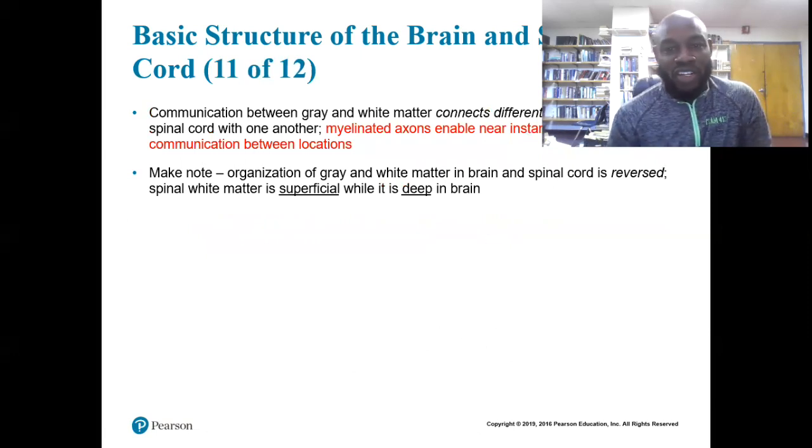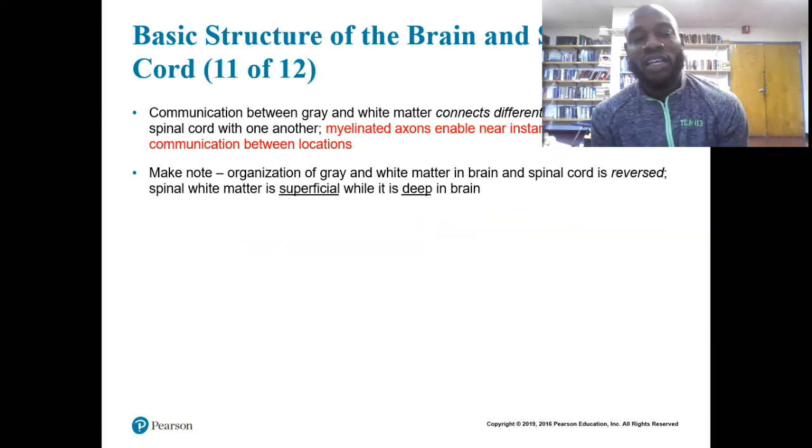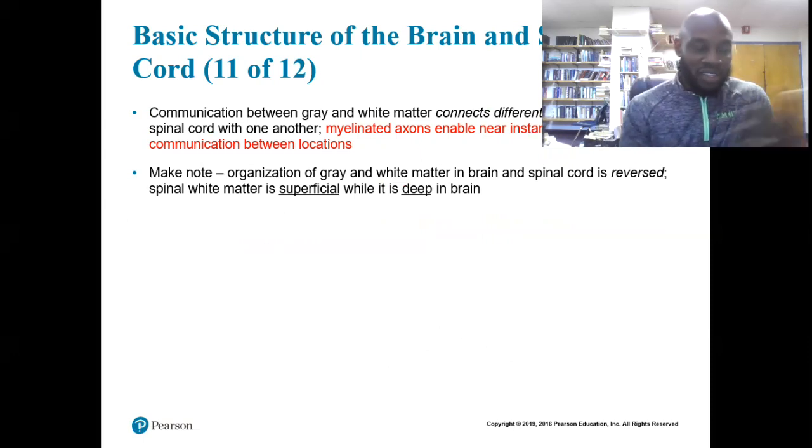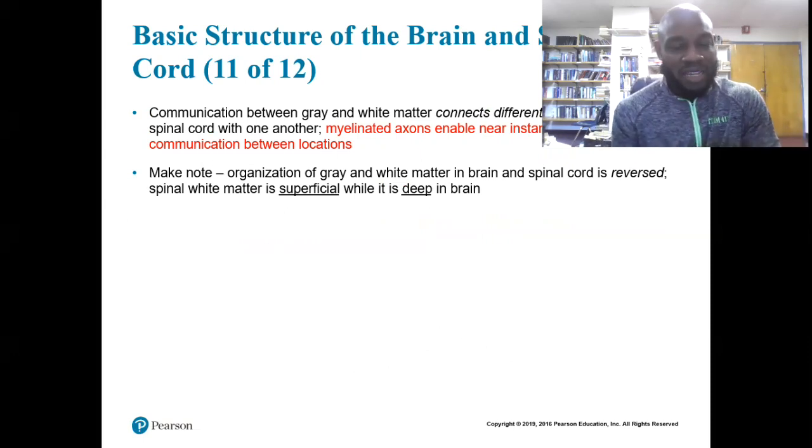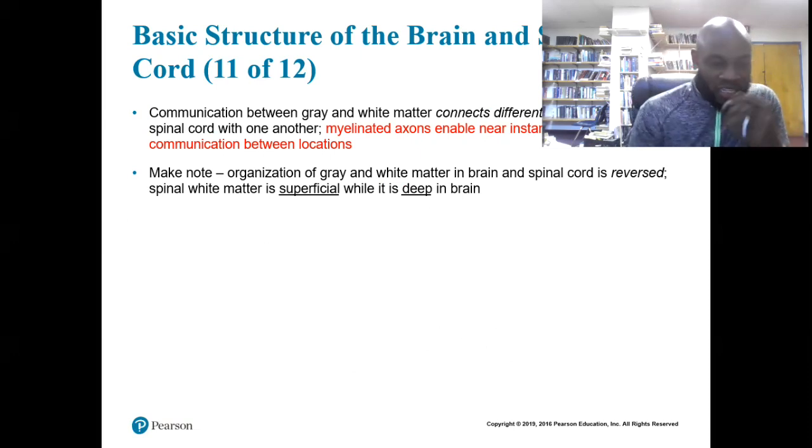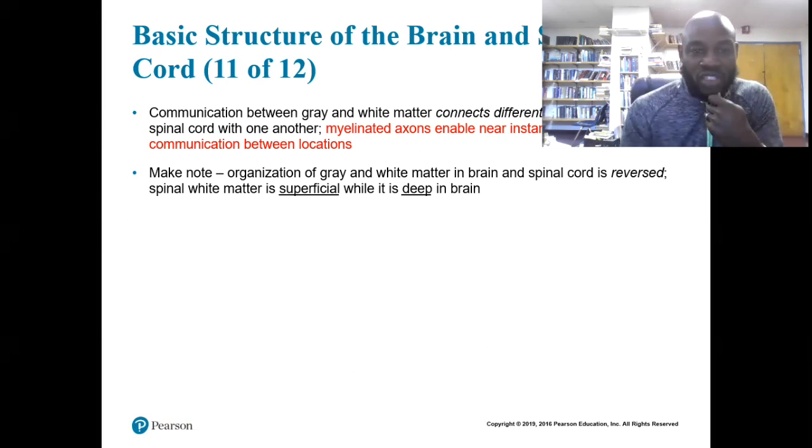Communication between gray and white matter connects different regions of the brain and the spinal cord with one another. Myelinated axons enable near instantaneous communication, right? So we need that myelination. Remember, we said with multiple sclerosis, you sort of eat away at that myelination. It's an autoimmune disease that eats away at its own myelination, therefore slowing the body's function down because the signals get slowed down. Well, your body needs that myelination. Therefore, the brain and the spinal cord communicate very well with different parts because they have these myelinated parts, this white matter.